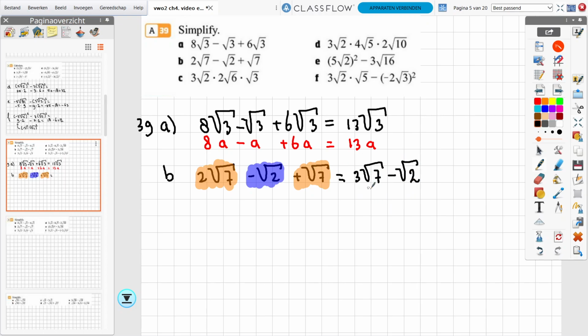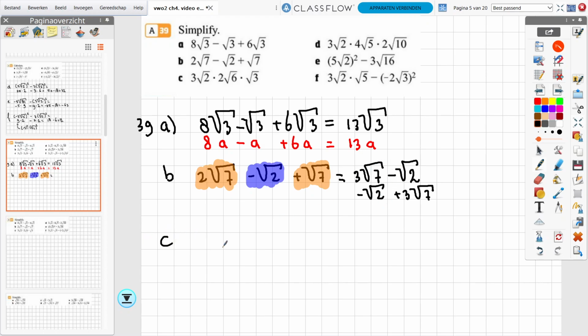Mind you, I would also find it correct if you would say minus root 2 plus 3 root 7. Swap the two terms. That would be totally fine with me as well. Okay, but the negative sign is attached to the root 2. So keep it there and then you get a plus because 3 root 7 is positive.